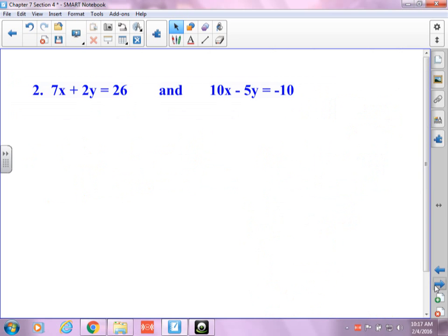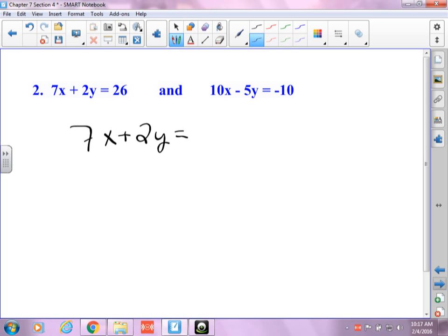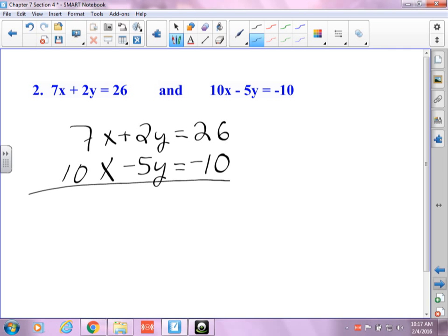Are they in standard form? Yes, they are. So I'm going to write 7x plus 2y equals 26, and 10x minus 5y equals negative 10. Okay? Now, can I just add and subtract? I can't. There are going to be some problems where you do that, and you've got to be able to see it. So, do I want to make my x's the same, or do I want to make my y's the same? I would pick the y's.